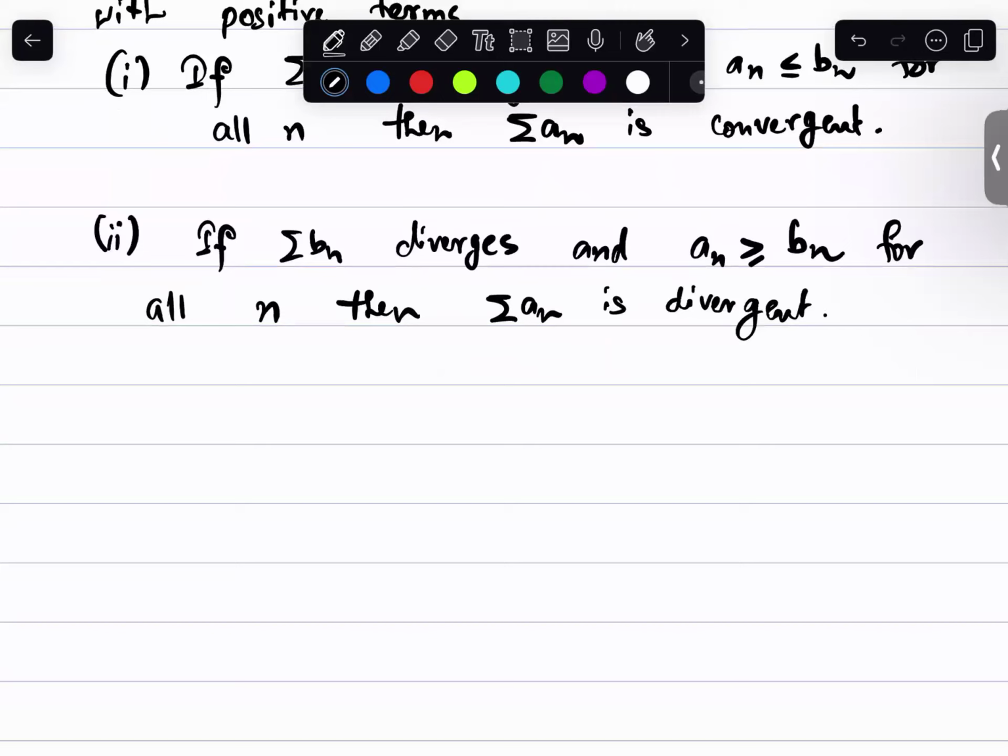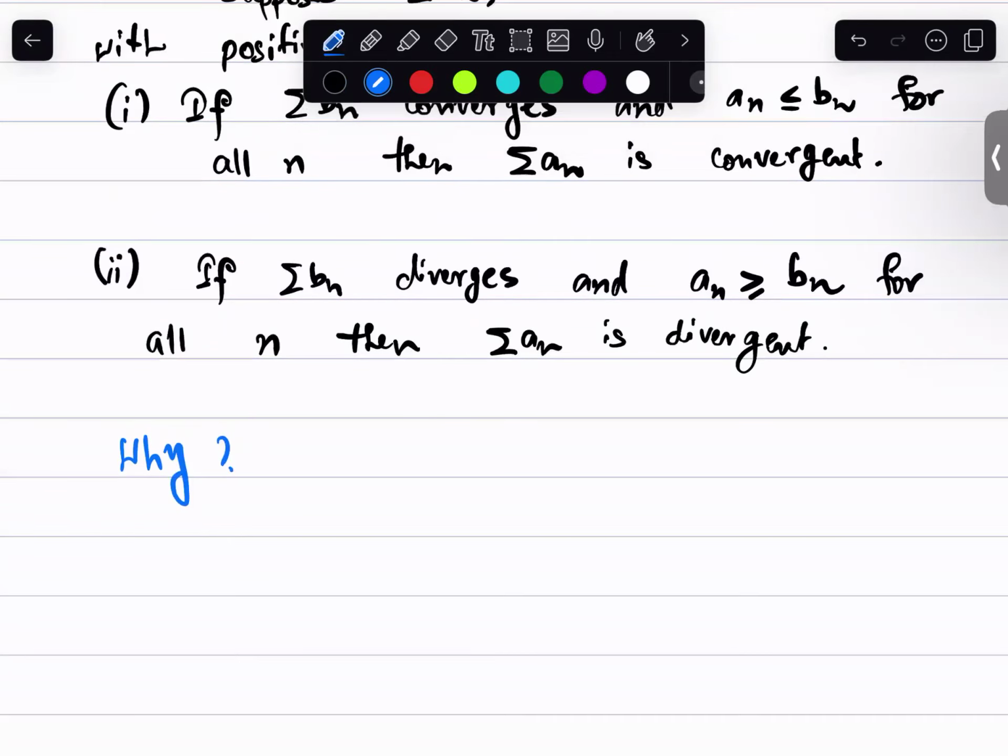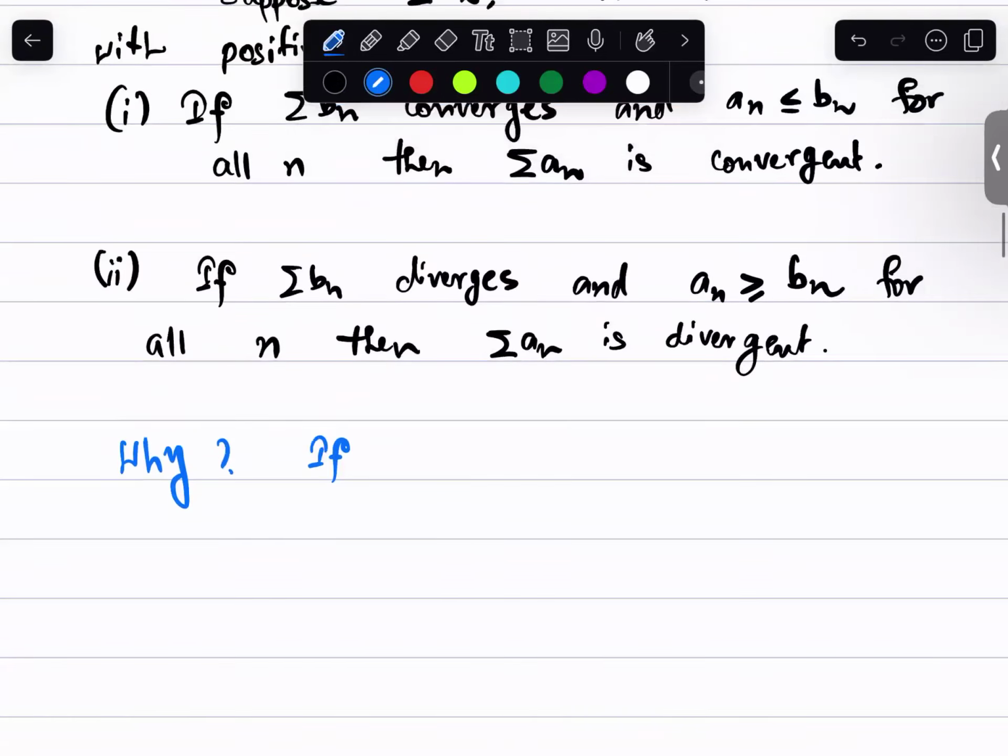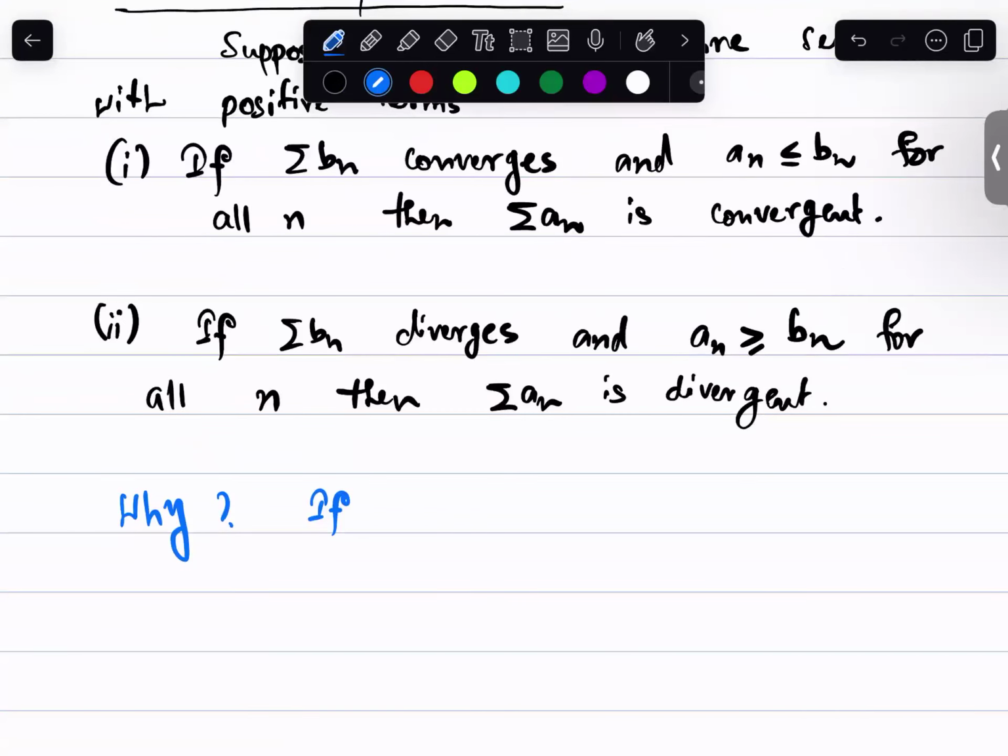There's a proof for this. I'll just very roughly sketch it. This is not needed though. Why does this result hold? Because if you see for result 1, if summation b_n converges, then its partial sums are bounded.